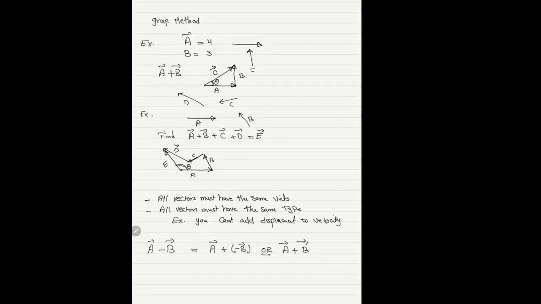What if we need to subtract vectors? For example, what if we need A minus B? A minus B is actually a vector addition. So we can represent this as A plus minus B, or A plus B prime as a vector here. If this is B, then minus B is the same vector magnitude, but in the opposite direction, like this one here.